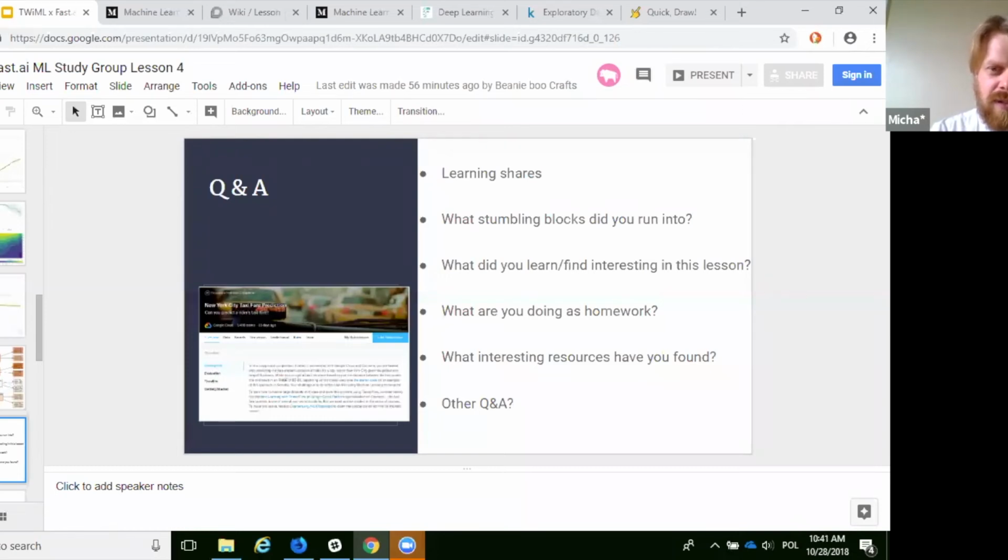Anything else from anyone? Any interesting resources regarding machine learning or deep learning, or any other questions?